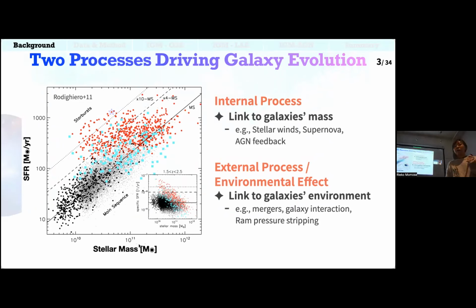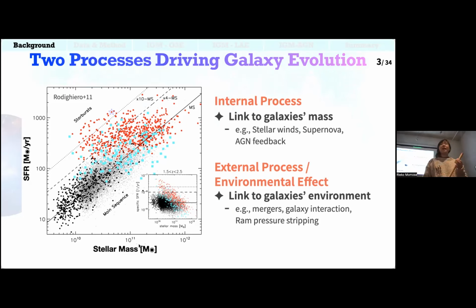As for drivers of galaxy evolution, observational studies have indicated there are two main processes. One process is called the internal process. It includes any phenomena depending on or linked to the galaxy's mass, such as outflows, supernova feedback, and AGN feedback. In contrast, the other process is called the external process, or environmental effect. It includes any process caused by interaction with surrounding gas or galaxies, such as galaxy mergers and ram pressure stripping. This effect is especially strong in dense environments like galaxy clusters and galaxy groups.